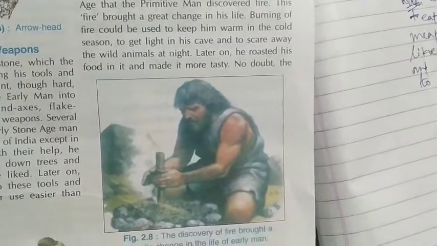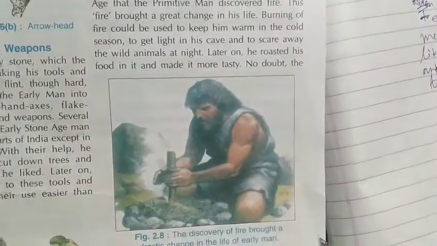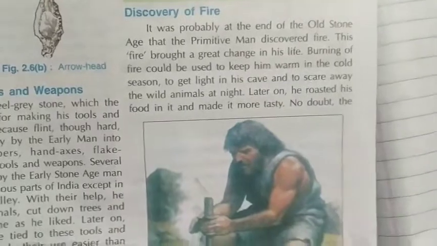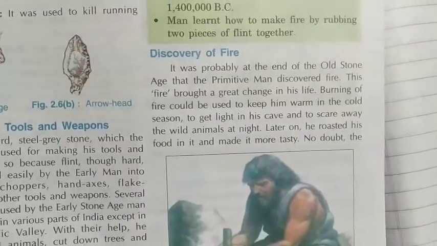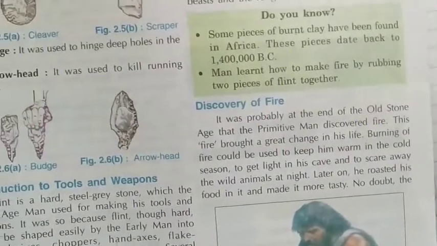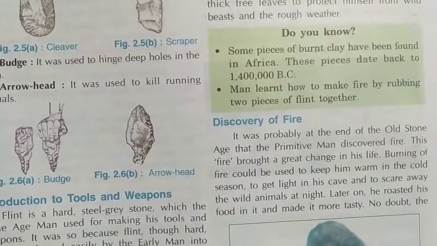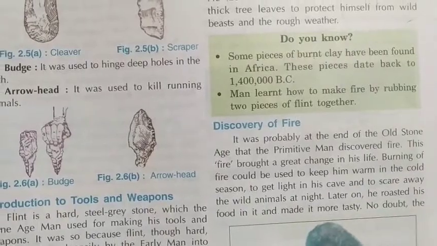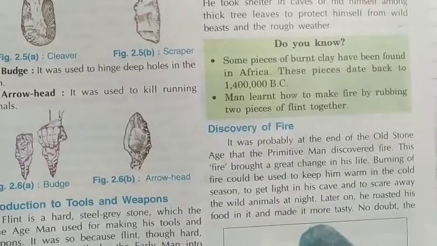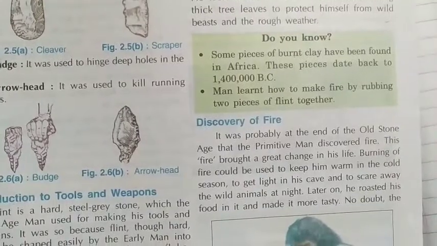As you can see here in the picture, the discovery of fire brought a drastic change in the life of the early man. So the early men discovered fire by rubbing two pieces of stone or flint together. Before the discovery of fire, the primitive man used to eat meat uncooked. He did not know what fire was, and that fire can keep him warm in the cold season, give light in his cave, and scare away the wild animals at night. Later on, he roasted his food in it and made it more tasty.